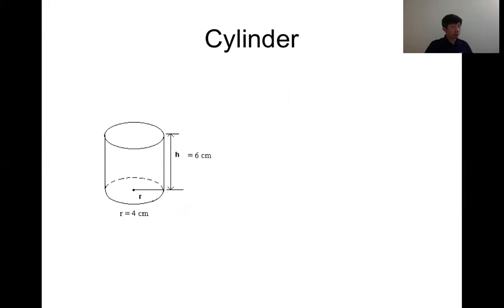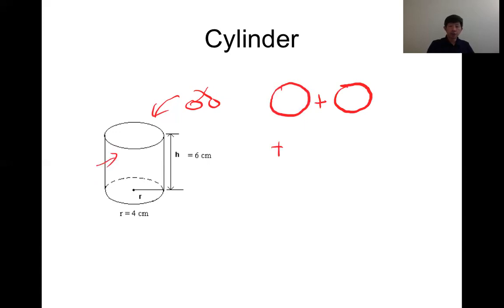Now cylinder, to find the surface area of a cylinder. Now, if I take a scissor and I want to cut this surface, what do you see? I will find 2 circles, all right? And this piece will make a rectangle, right?